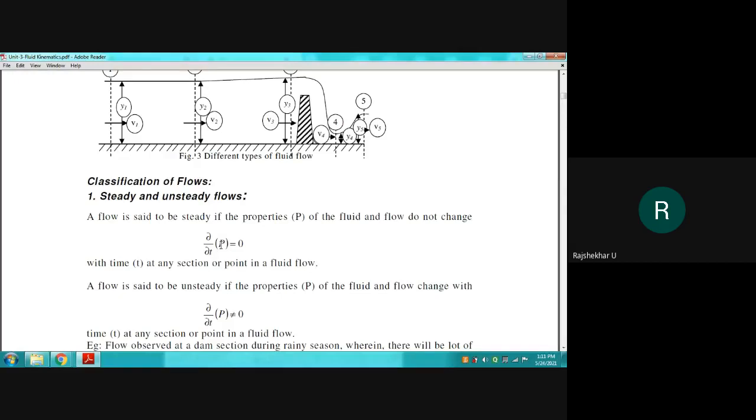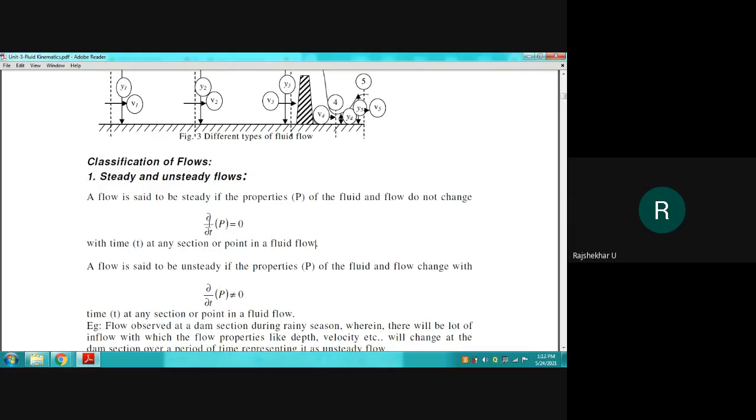Properties are not changing means what? It becomes a constant with respect to time. Variable is time here. Variable is not other, like it is not distance. Here we are considering variable to be time. So if you differentiate property P with respect to time, as they are not changing, they are constant. So the differentiation will come to be 0. Correct? So this is the mathematical way of representing steady flow.